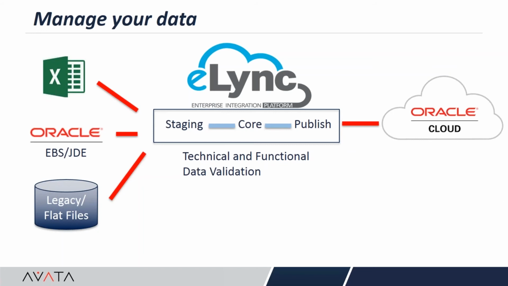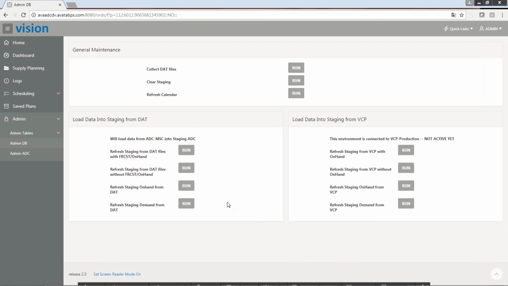In eLync, we go from staging, which is actually your rough data set coming out of the multiple sources, going into the core, where in the core you can really start playing around with your data, having different versions of your data, adding them, doing calculations on it, whatever.